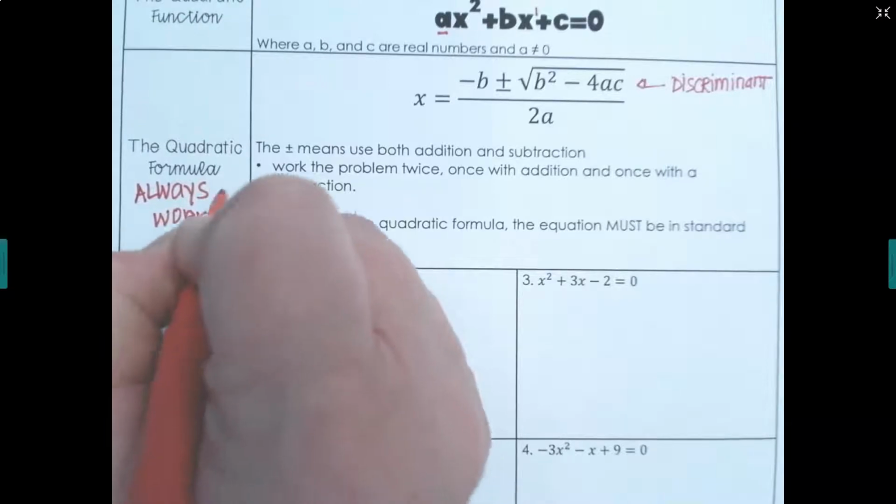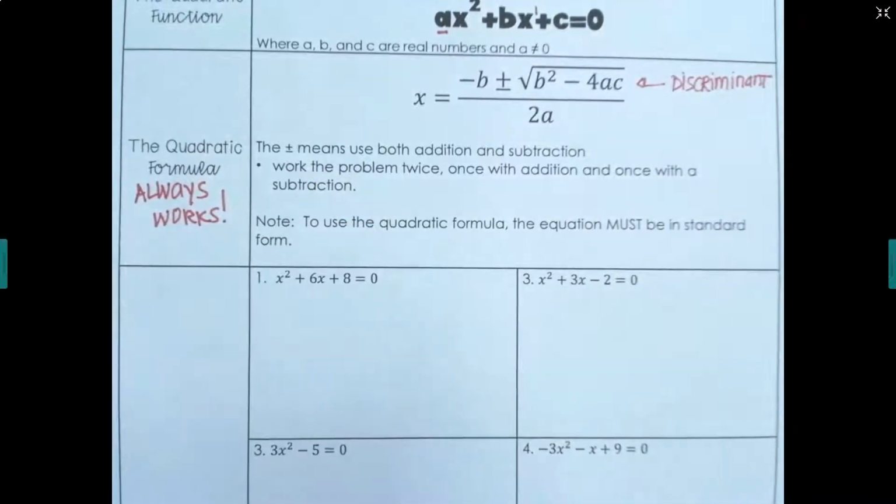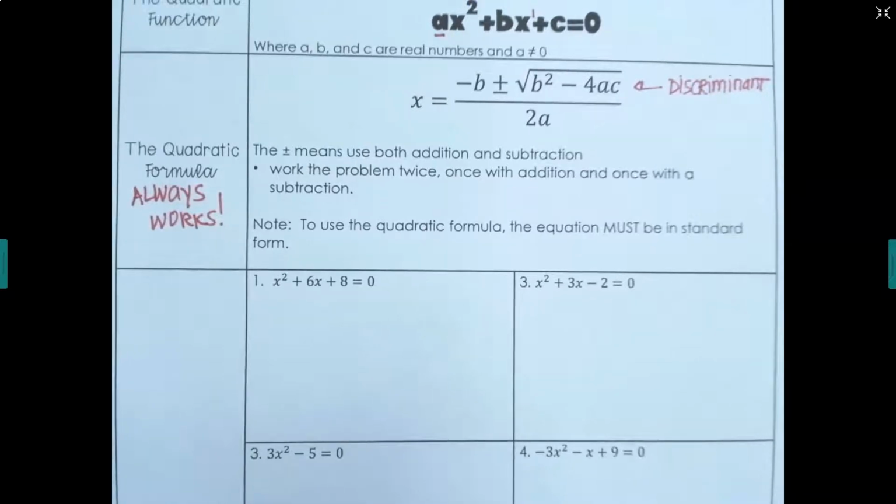Sometimes we can solve by factoring, but you can't factor every problem. The quadratic formula will still be able to solve it and tell you where that graph crosses or touches the x-axis. So that's what's really nice about the quadratic formula.